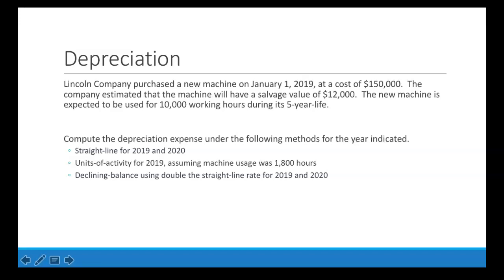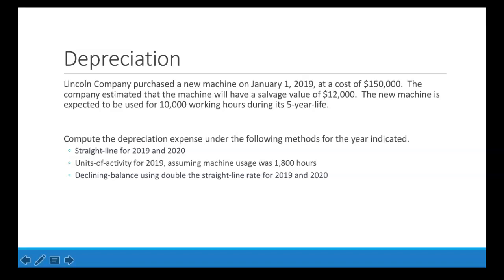Now, the last sentence tells us that the new machine is expected to be used for 10,000 working hours during its 5-year life. Both of those values deal with the life of this machine. Sometimes we care about the life of the machine in years, so that's going to be the 5-year life. Sometimes we care about the number of working hours. This machine, we think it's going to work for 10,000 hours for us.